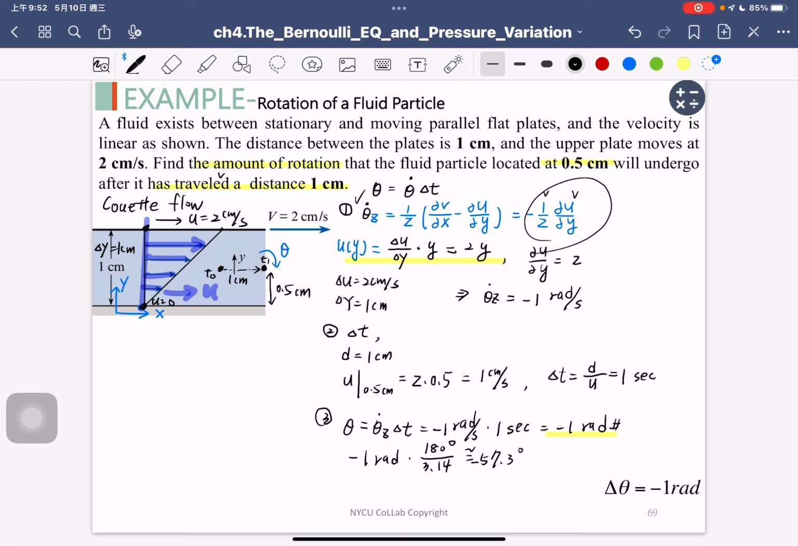And then we wanted to know, for the rotational flow, the rotation angle under different conditions. Okay? And then we can compute the rotation angle is equal to minus 1 radian, and the rotation direction is clockwise. Okay. So this exercise is related to rotational flow.